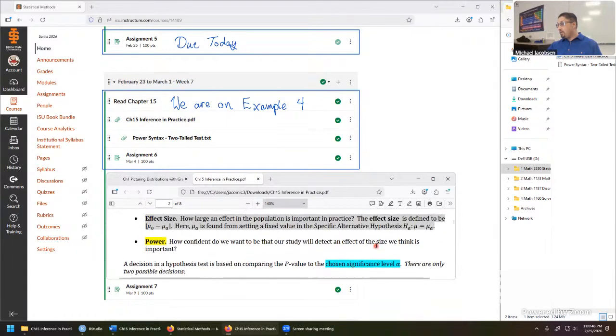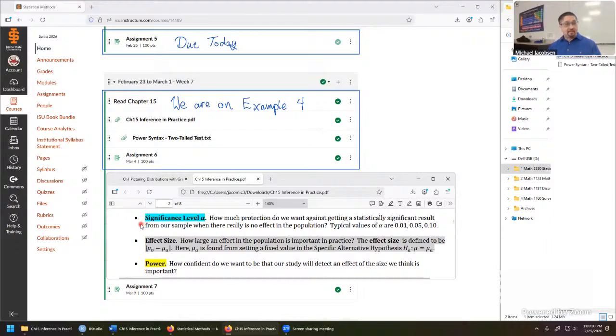We have to put together the significance level alpha. If our p-value is less than alpha, we reject the null hypothesis in favor of the alternative. But we can only calculate the power of the test if we also are mindful of what is the effect size, the smallest quantity that has practical significance in the population.